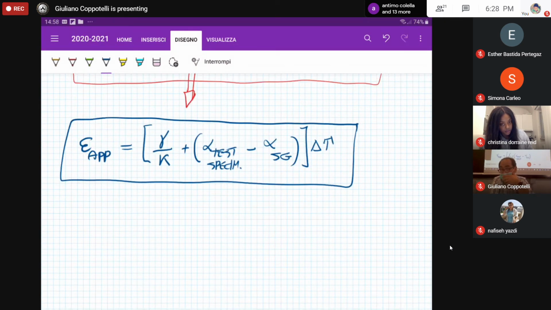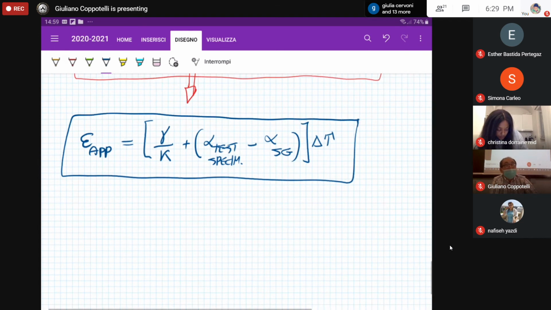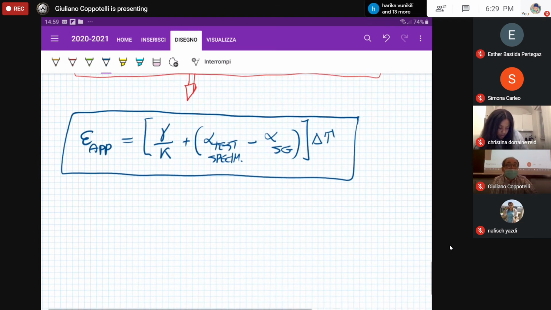What we can see here is that the induced strain because of the thermal effect, what I call the apparent strain, is a function of several parameters. Okay, gamma, K, alpha, that are the linear coefficient of the thermal expansion of the test specimen and the strain gauge itself. And then of course temperature. So from the measuring point of view, I would like to have as a linear function this relation between the change of operating temperature and the corresponding apparent strain.